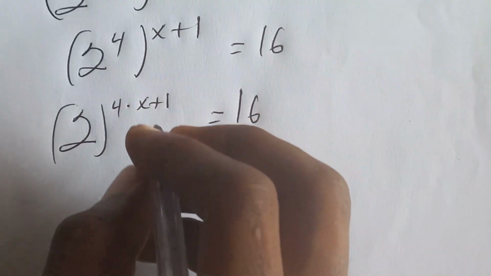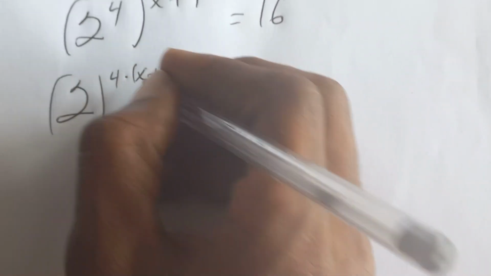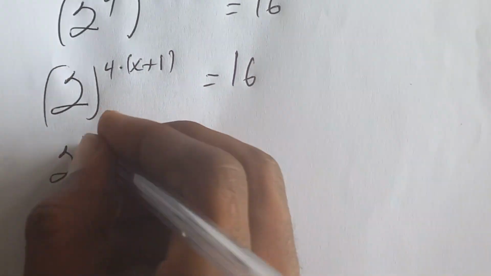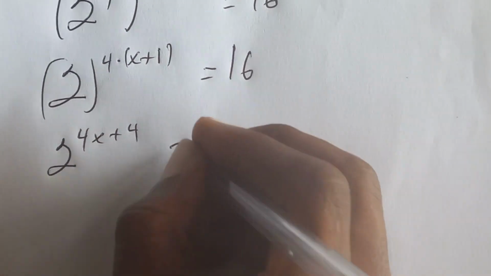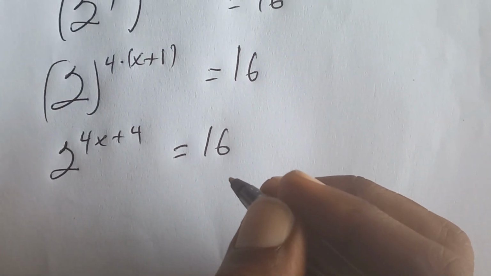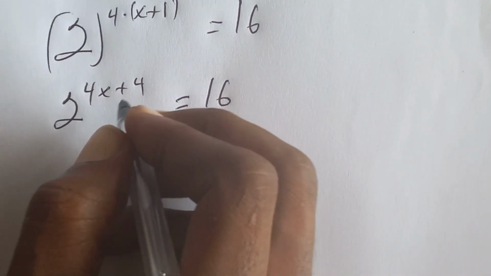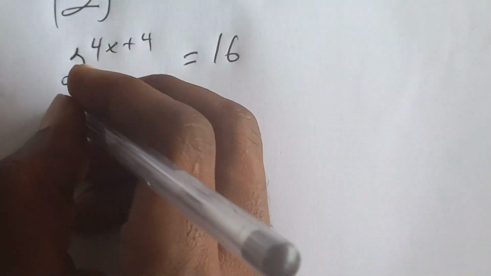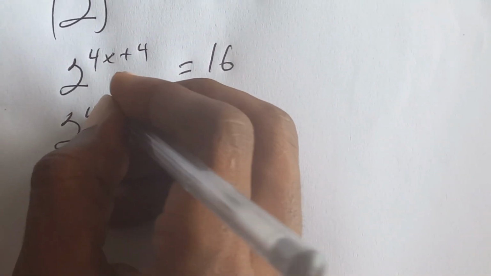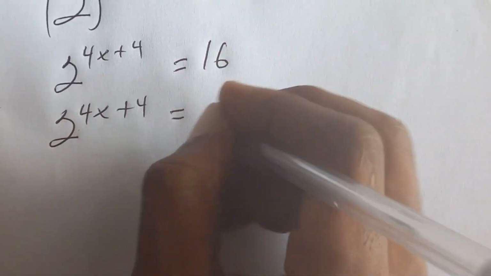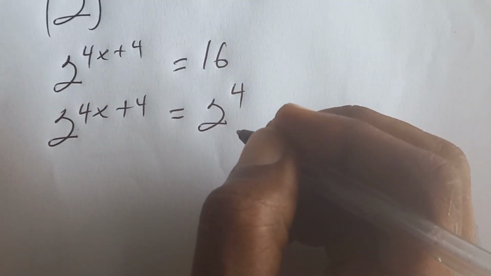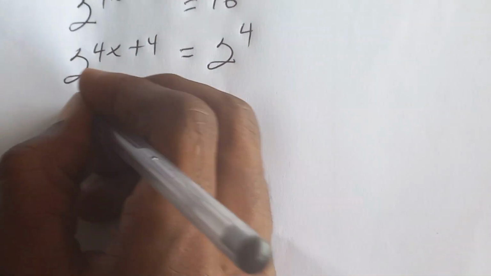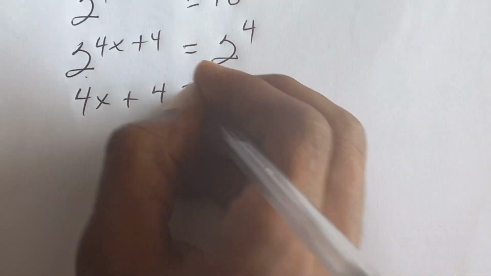Okay, so with this, you can see that 2 exponent 4x plus 4 is equal to 16. Okay, now you can also say that 16 here is 2 exponent 4. So we have 2 exponent 4x plus 4 is equal to 2 exponent 4. Okay, so now the bases are the same, so we equate the exponents. So we have 4x plus 4 is equal to 4.